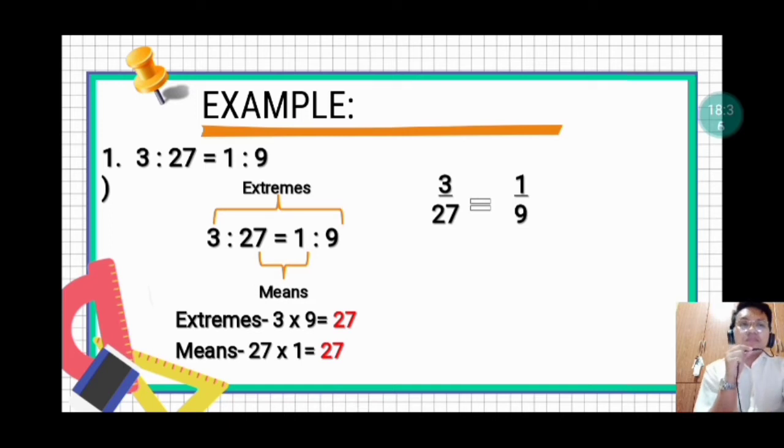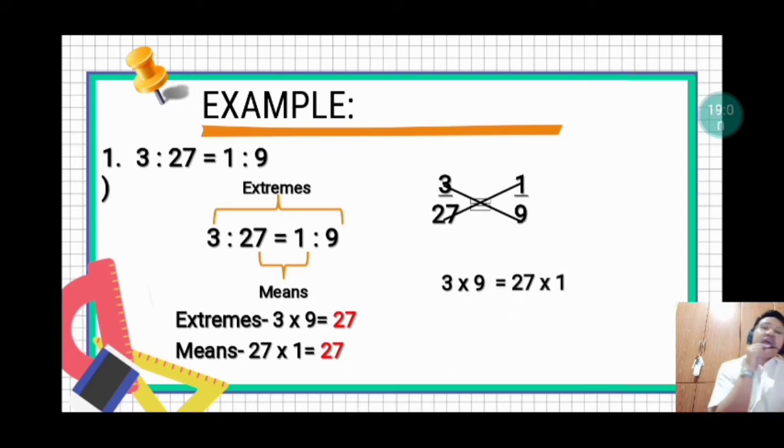So, first, cross-multiply the 3 and 9. That would be 3 times 9. So, write it down. 3 times 9 and the 27. Cross-multiply the 27 and 1. So, 27 times 1. Write it down. Is equal to 27 times 1. And after that, you need to simplify these terms. Okay? 3 times 9. This would give you an answer of 27. And, of course, 27 times 1 is equal to 27. They are equivalent.